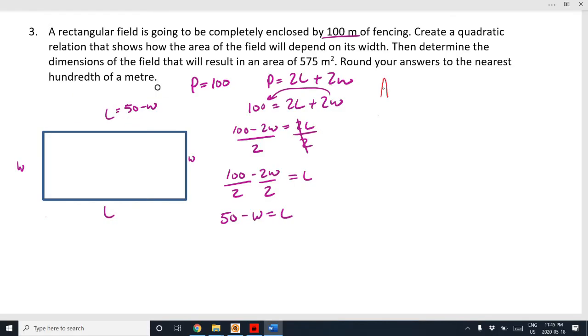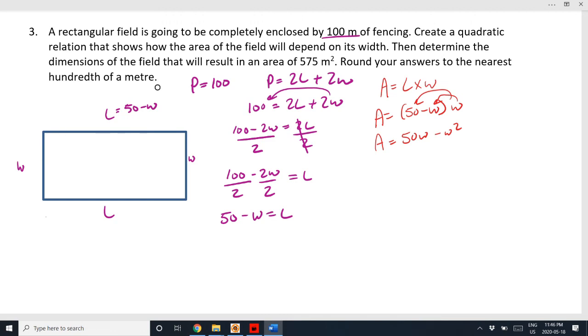So we know area for a rectangle is equal to length times width. In this case, we know the length is 50 minus W, so the area is going to be equal to 50 minus W times W, the width. And we can simplify this by rainbowing in the W. So we'll get A is equal to 50W minus W squared. So we just rainbow this in here and in here. So that's how we get the area in terms of width for our rectangle here, and it's a quadratic, as you can see.